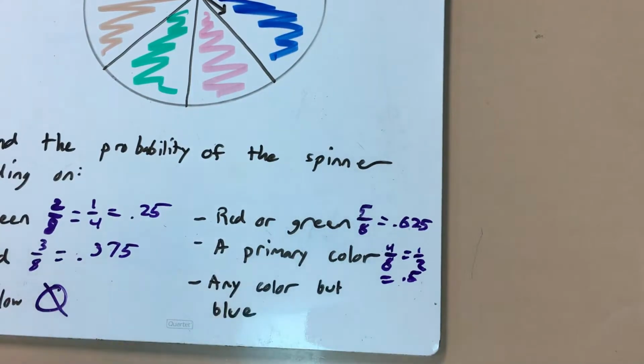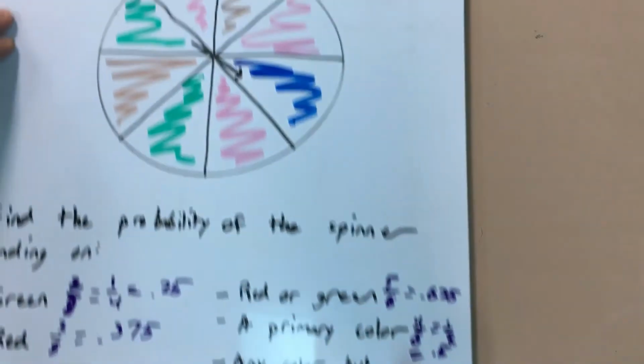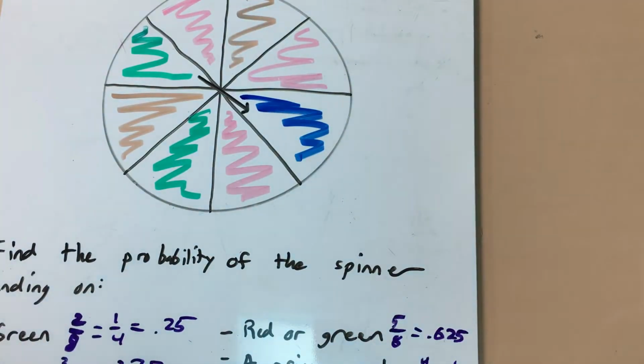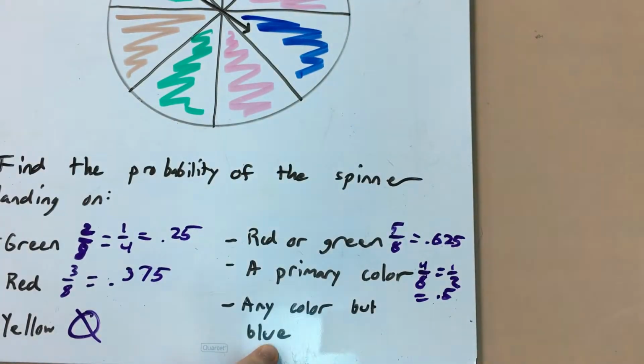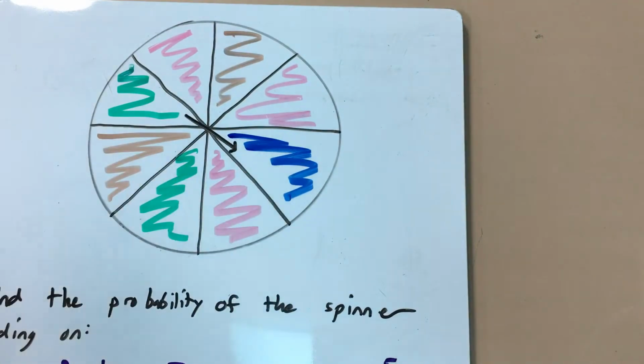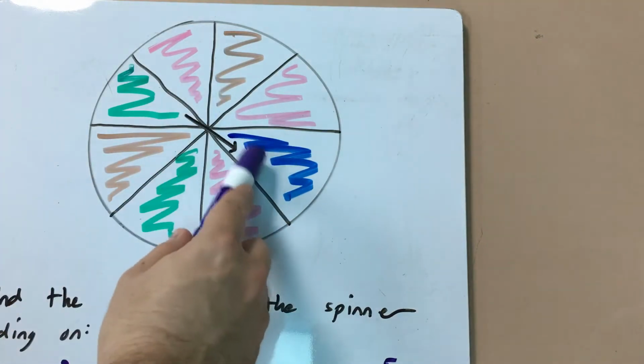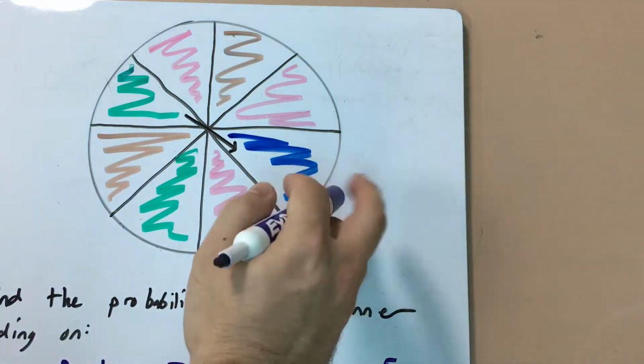And finally, we have any color but blue. Now, this is a good example of what's called the probability of a complement, because if I look for my blue sections, I can see that there's just 1 out of 8, which means that if I want to land on any color but blue, I can take the whole fraction or the whole decimal, which is 1. I can take 8 out of 8, subtract 1 out of 8, and I end up with the number of sections that are not blue.